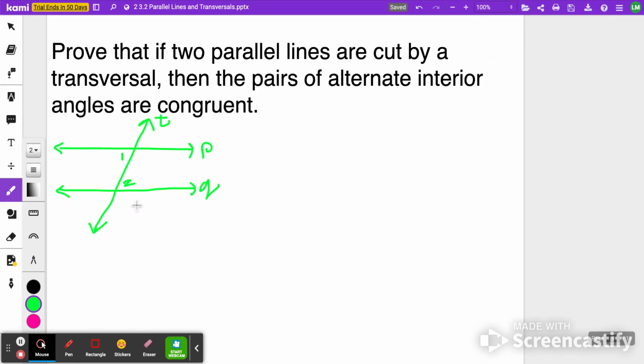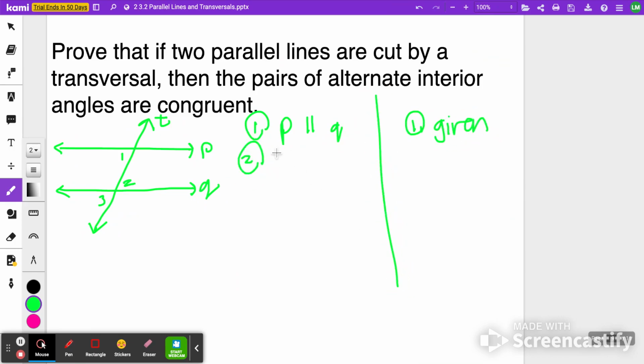So I might also want to give a different angle here. So if two parallel lines are cut by a transversal, then the pairs of alternate interior angles are congruent. I'm going to also add maybe, here's angle 3, just for kicks and giggles. So here we go. Statement 1 states that P is parallel to Q, and that is the given. Then if I state that, that means angle 1 and angle 3 are congruent. Probably should have done that. And that is the corresponding angle theorem.